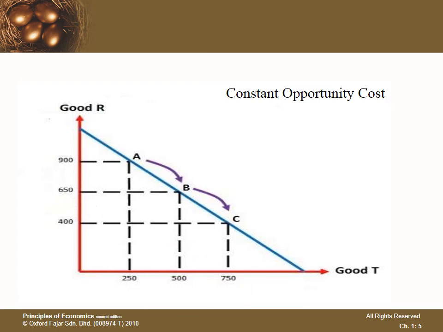Then if you want to increase another 250 units of good T, you have to give up the same amount. First you give up 250, then you also need to give up 250. So your opportunity cost remains the same, remains constant. That's why we say that it is constant opportunity cost. Increasing opportunity cost is different, because if I add 250, first you give up 250, then if I increase another 250, maybe my opportunity cost is not 250 anymore, but maybe 300. That's why we say that it is increasing opportunity cost, which is different from constant opportunity cost.